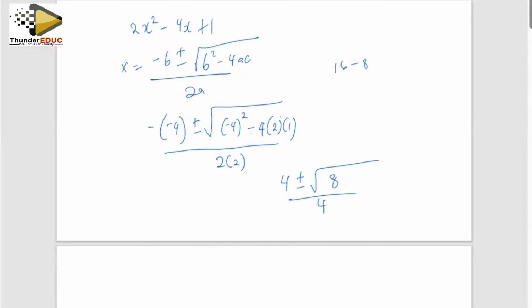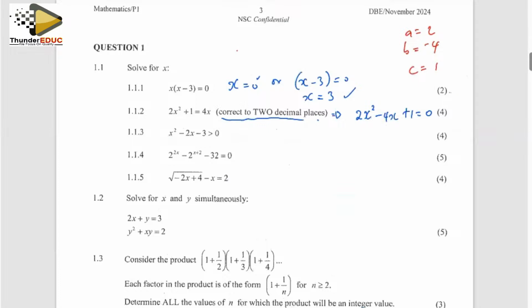Then when I punch this into the calculator, I'm going to have 4 plus the root of 8, over 4. That gives me 1,71. And then the other value, if I use the minus, I'm going to get 0,29. That is what was expected for the 4 marks.